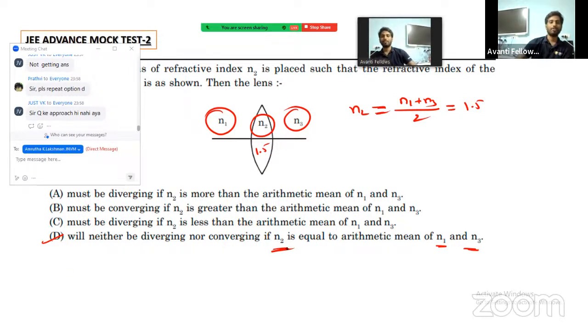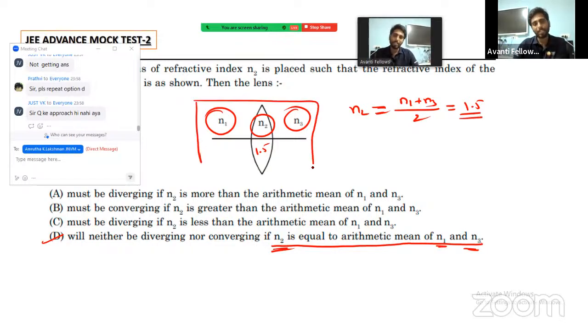Look at the equation once. In option D, n2 is equal to the arithmetic mean of n1 and n3. Both values are equal to 1.5, which means the total medium will have an equal refractive index. If any ray of light is incident like this, it will move straight without deviating, because its velocity will be the same throughout the medium. The medium becomes the same. So option D is also correct.